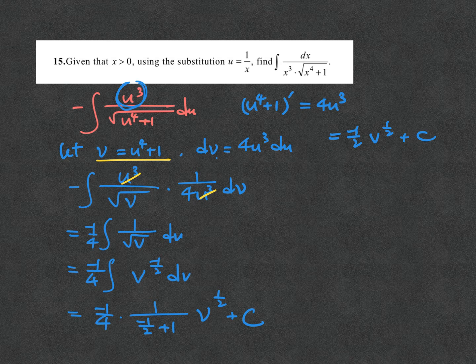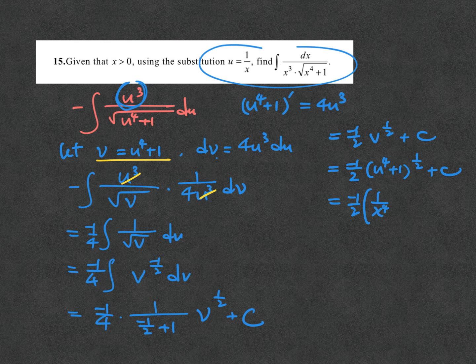Next, we have minus 1 over 2, v to the power 1 over 2 as the answer. And do remember that v shouldn't be in the answer, but we should have x, because now it's a question of x. So v you resume to u, which is u to the power 4 plus 1, to the power 1 over 2. And finally, you need to go back to the substitution. U is 1 over x to the power 4 plus 1, 1 over 2 plus c.